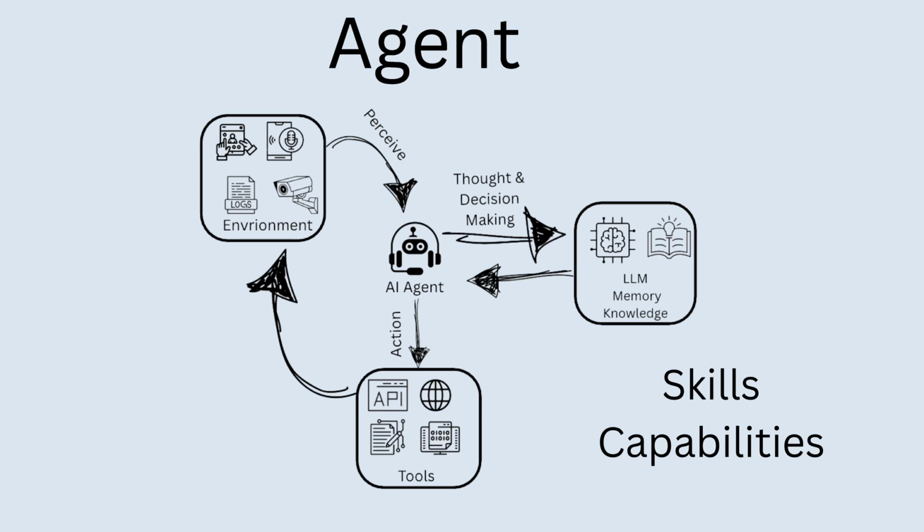Now, what does it mean by perceiving the environment? Perceiving the environment means whenever there is a change in the environment, for example, a log file, a video feed, or an audio feed, that change is sensed by the AI agent and it can make certain decisions and take action. So with this definition, we are pretty clear on what exactly an agent does.